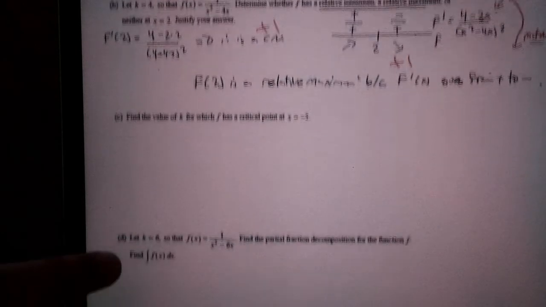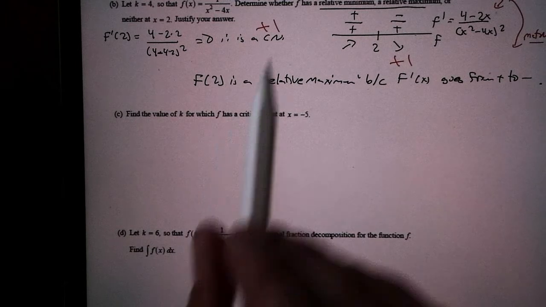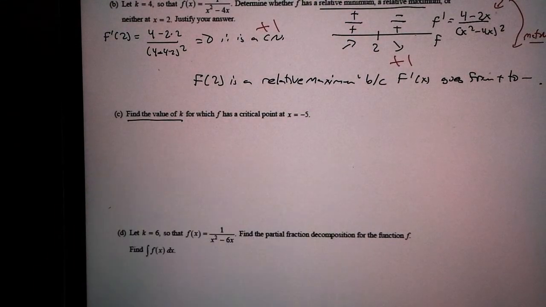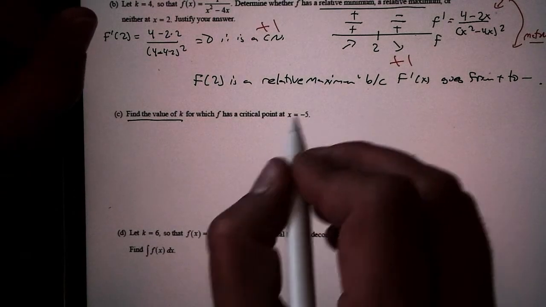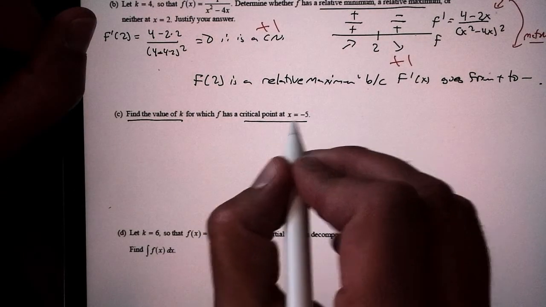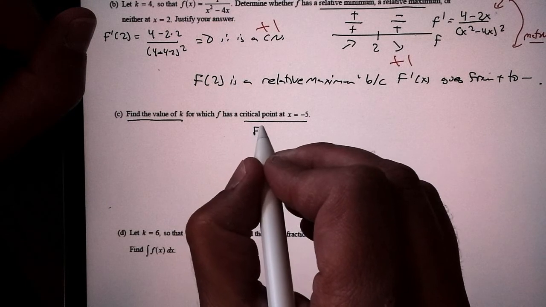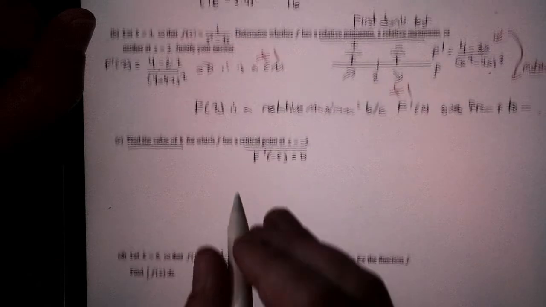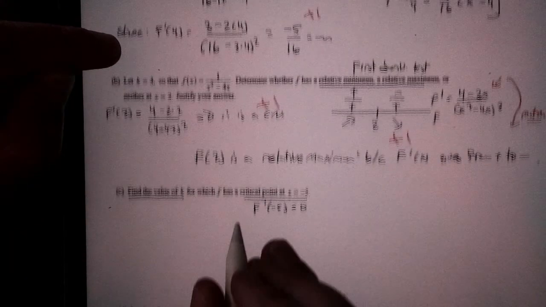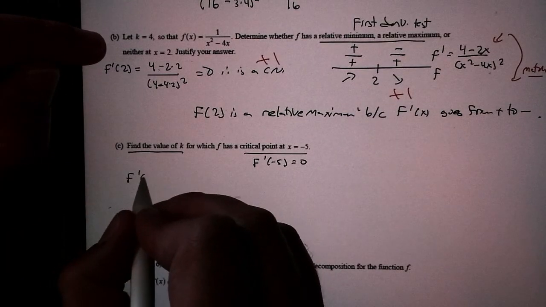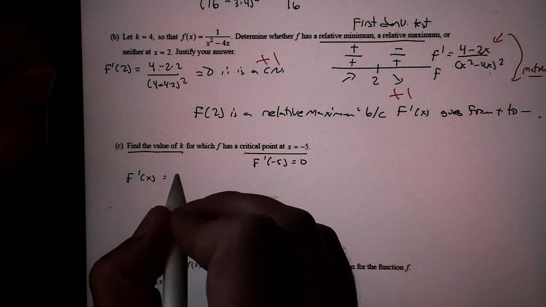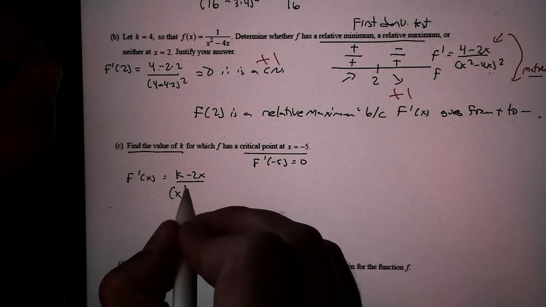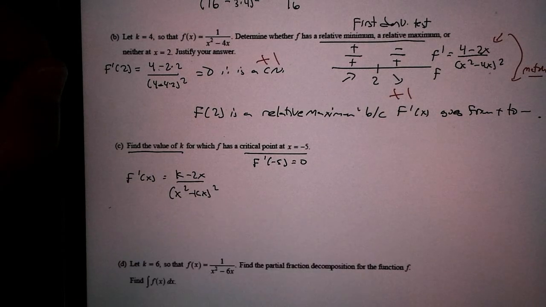All right, question number 5. Find the value of k. Find k. Now they've been giving us k, so now they're asking us to find k, for which we have a critical point at x equals -5. So they're telling us that this is a critical number, so that f prime of -5 is 0. And I can use that for my rule up here, ready? Remember, f prime of x is given by this, k minus 2x over x squared minus kx squared.